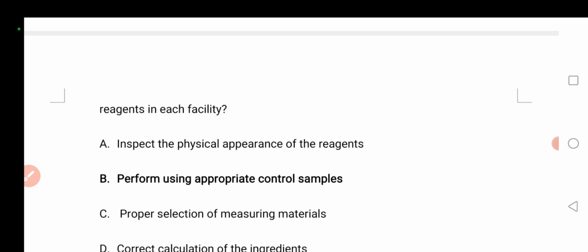Especially the regional labs, they distribute the reagents. Additionally, they distribute the control samples, because in each lab, it must be tested against the control samples for quality. So the correct answer is B. It should be performed using appropriate control samples. So B is the correct answer.